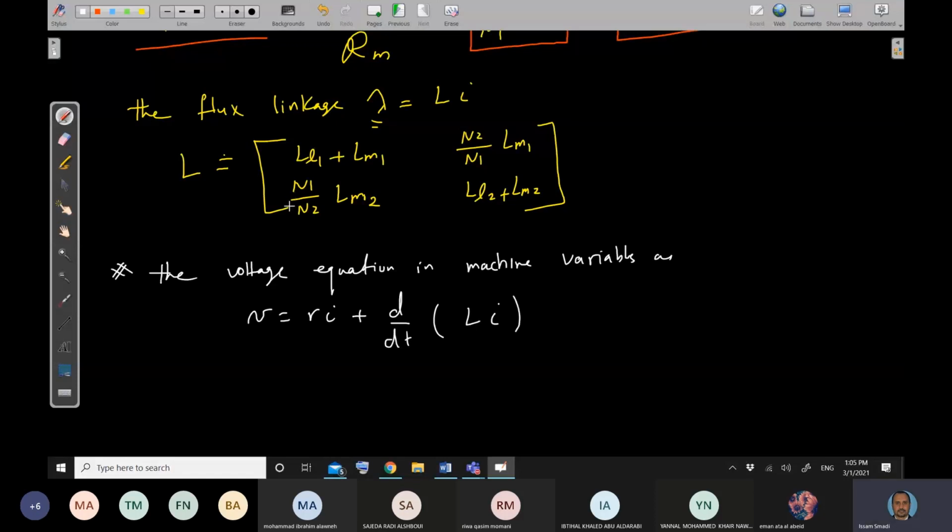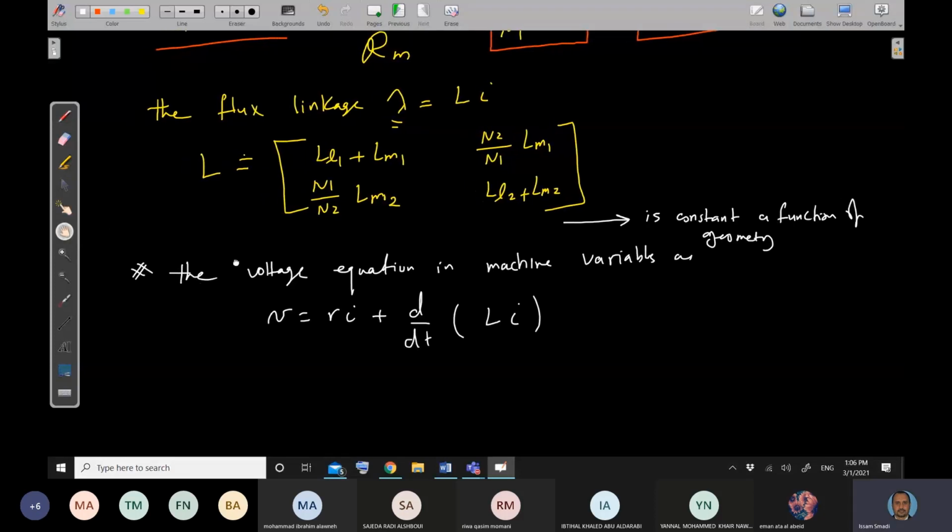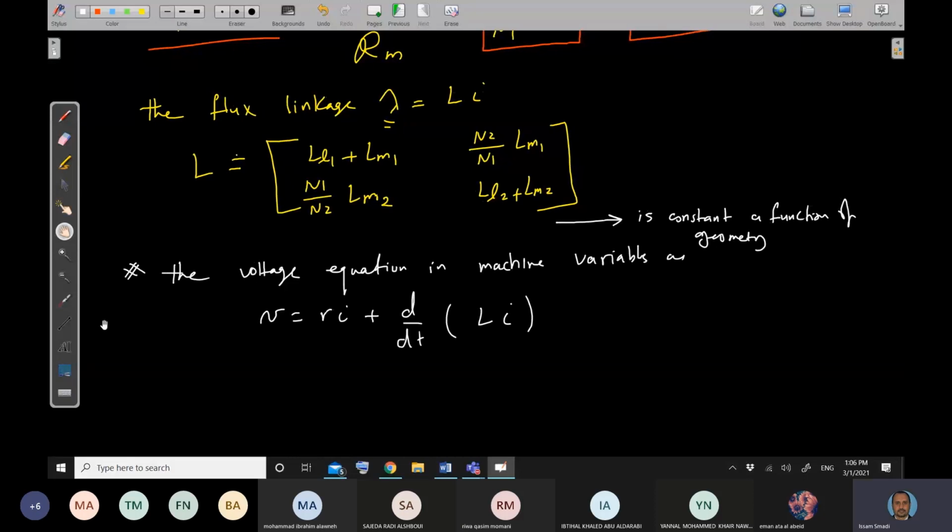Now see, here the inductance matrix is a function of geometry only, which means that it has no relation with time. So simply L is constant. So here this inductance matrix is constant, which is a function of geometry.